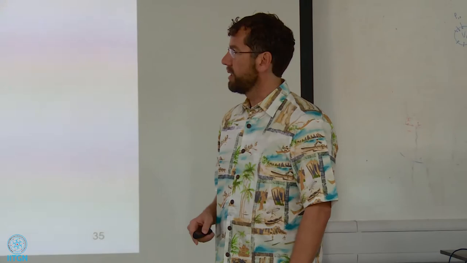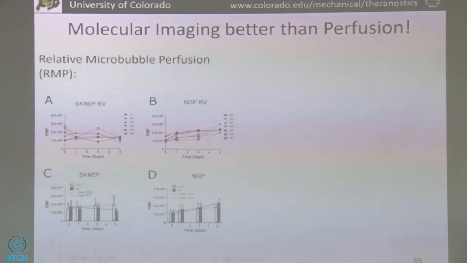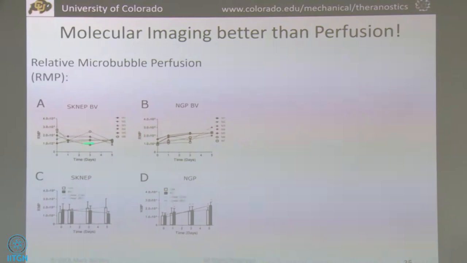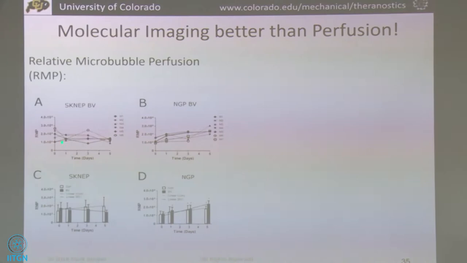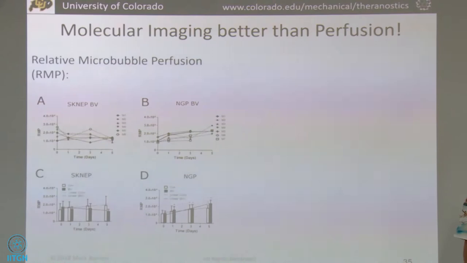You can look at relative microbubble perfusion. So this is how perfused the tumor is as a biomarker. And the fact of the matter is, we don't really see much of a signal there, unless there's a signal change. We're not seeing a good readout that tells us that the tumor is responding to therapy. So the tumor is not shrinking, and the tumor perfusion is not decreasing. So you would think that the therapy is not working. But in fact, it was working.